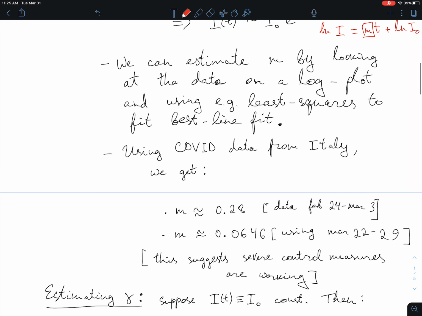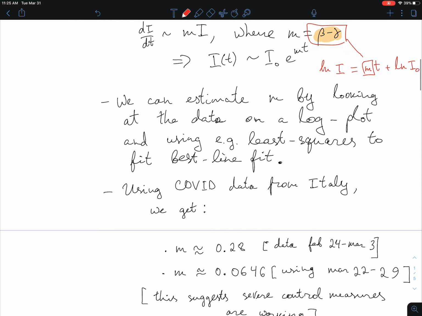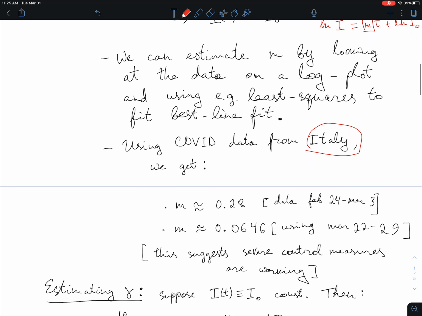I'll show you the data later, but essentially, let's look at the Italy data for coronavirus. When the infection really kicked into high gear initially was around the end of February, and if we look at that period at the end of February, we get this growth rate. The slope m is about 0.28.